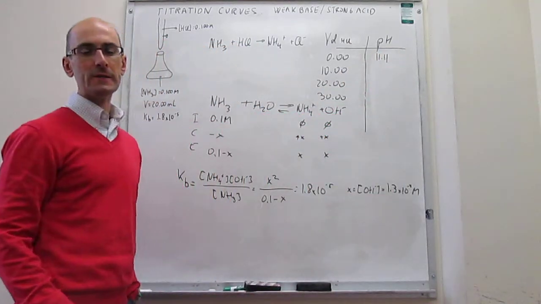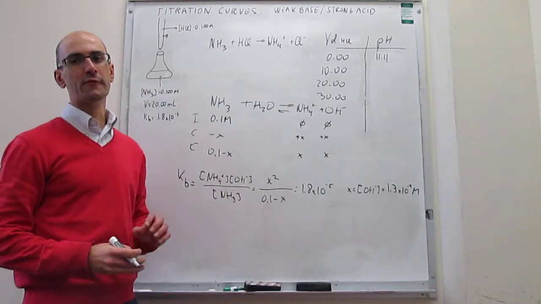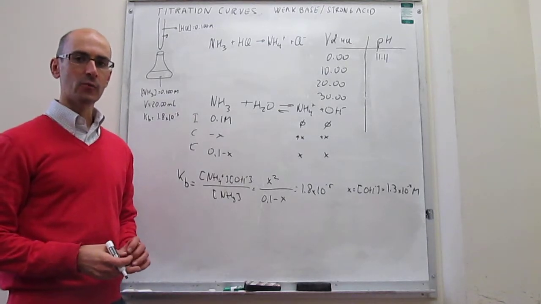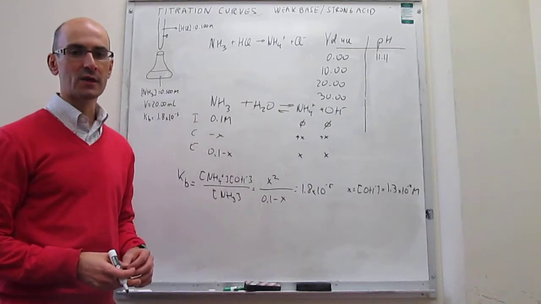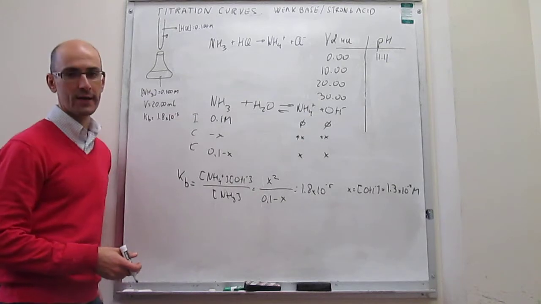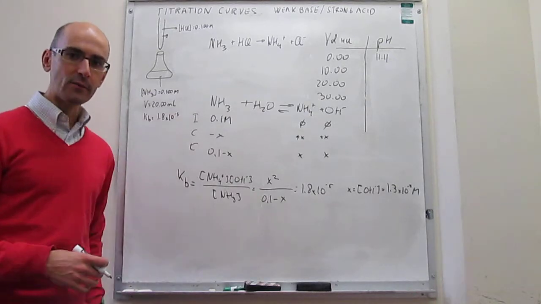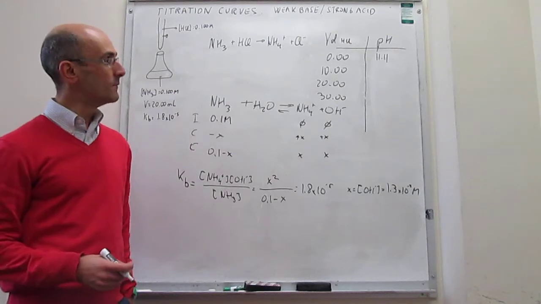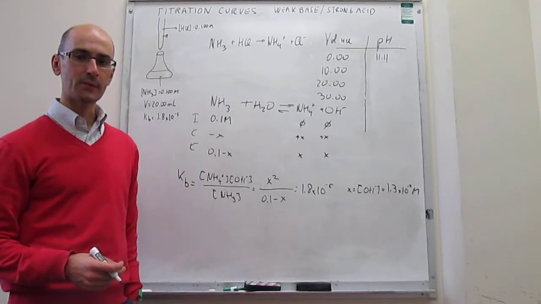So that is the first point in our titration curve. At the start of the titration, when no acid has been added, we have a pH that is basic, as you expect, and that pH happens to be 11.11 in this particular exercise. Let's move on to the second point in the titration, when we add 10 mL of the acid.